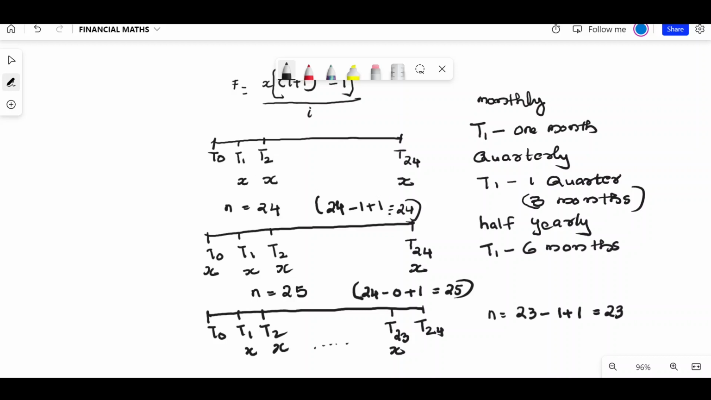It is going to be helpful in other cases where they say it starts at T6 and it stops at T201. Then you can use that method to find the number of payments. So this is an important thing. I hope you have noted it down.